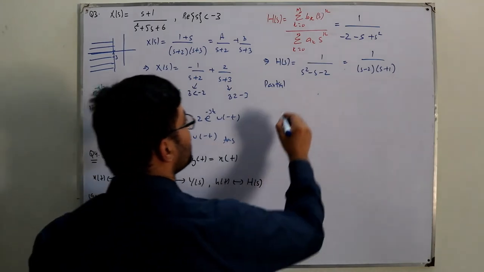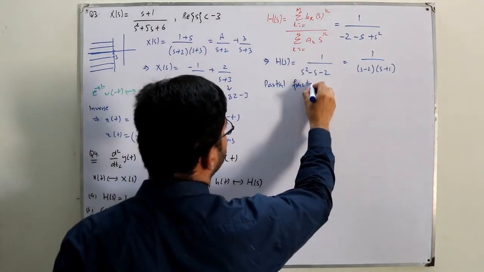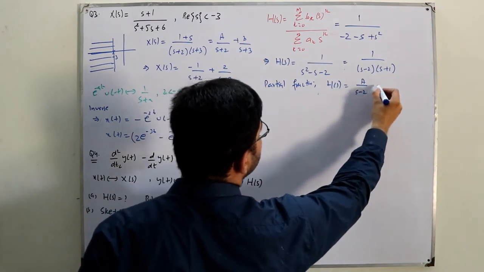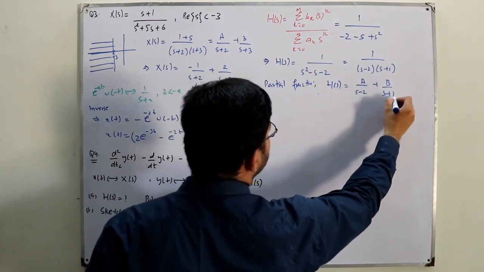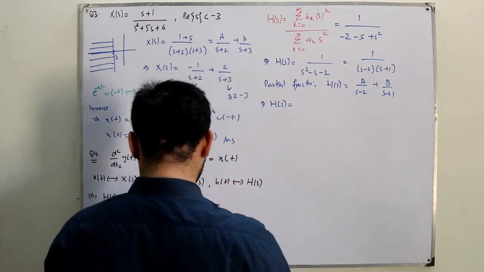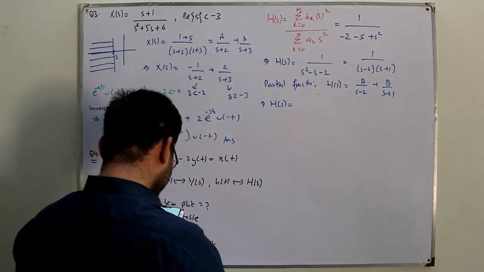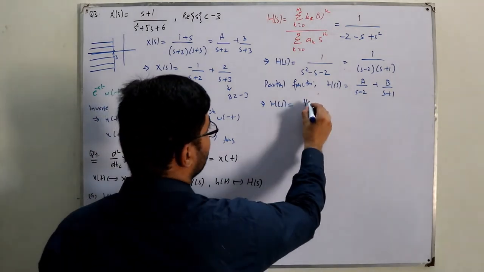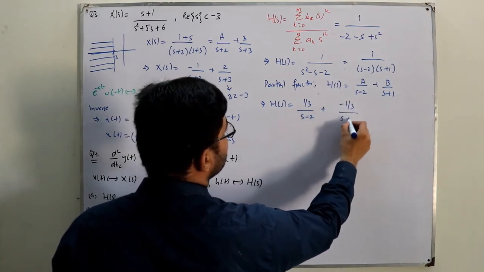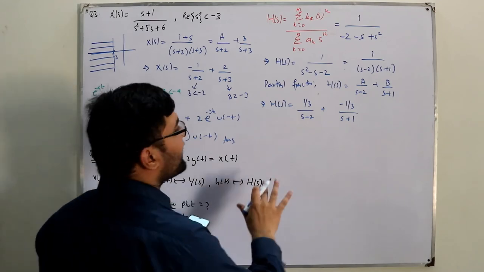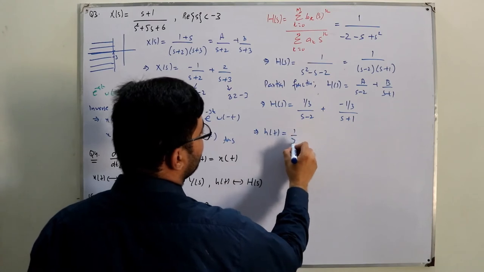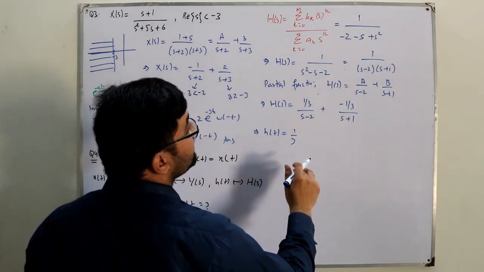Anyways, if h of t is required as well, use your partial fraction. H of s is equal to a upon s minus 2 plus b upon s plus 1. Solving it would give you the values. So this would imply that H of s comes out to be 1 over 3 divided by s minus 2, plus minus 1 over 3 divided by s plus 1. Fine. Anyway, this is not required. So if you take the inverse, h of t would come out to be 1 over 3 like this.